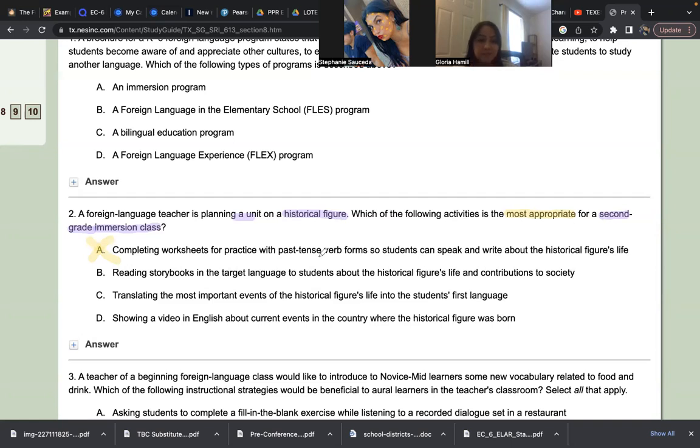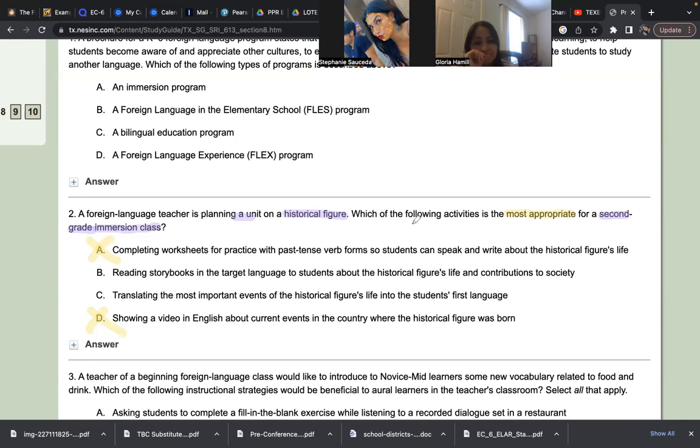And I feel D would be easy too, because it's showing them a video in English about current events in the country where... oh, but yeah, no, D, you can bet yourself $5 that this is not going to be useful. It's not even close to what the goal is. It's about a historical figure, not necessarily the culture. Remember, she's planning a unit on a historical figure.